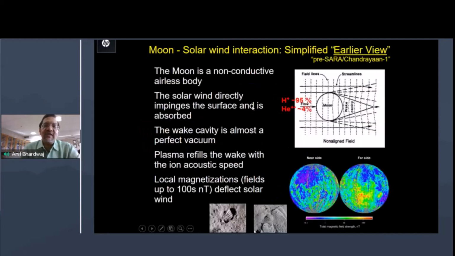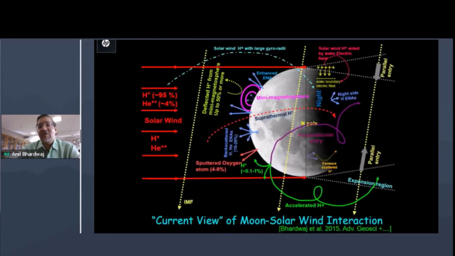And this picture is the one which we knew before the Chandrayaan-1 mission, which we call pre-SARA Chandrayaan-1. That is, the solar wind is coming. This is basically 95% proton and 4 or 5% helium. It comes and interacts with the lunar surface, gets absorbed, and a cavity is produced, which is basically a wake, and there are no particles. This picture has totally changed now because of the new science which has come out from the Chandrayaan-1 SARA experiment, and the picture looks like this. It is totally changed now.